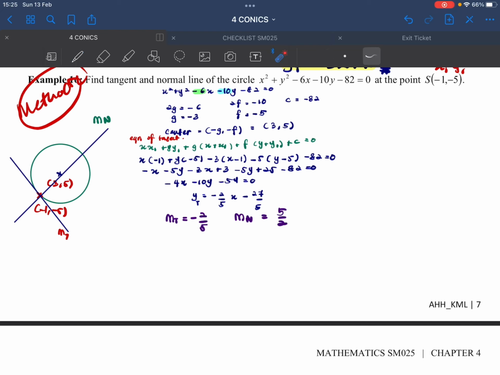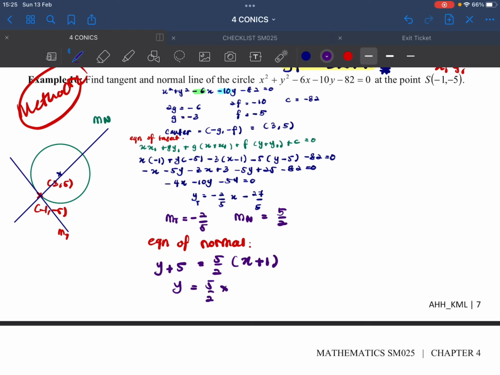So here just substitute into the equation. Our equation of normal, by using the formula, y minus y1, the same y1 which is negative 5, so here it is going to be y plus 5. The gradient of normal is 5 over 2, times (x minus x1), so here it will be x plus 1. Rearrange, we get y equals 5 over 2 x, 5 over 2 minus 5, we get negative 5 over 2. So this is going to be your equation of normal. So this is the equation of tangent and this is the equation of normal.